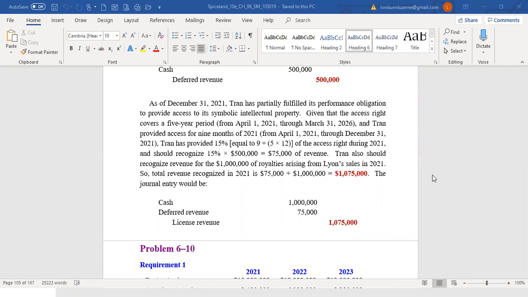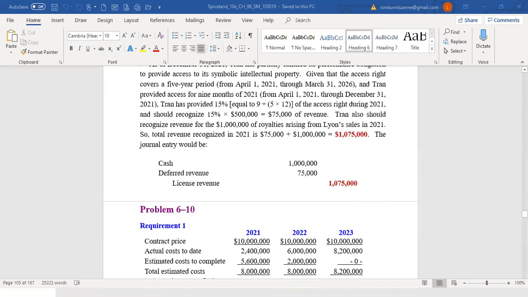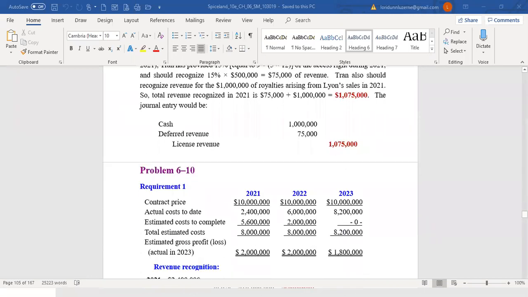Well, the first thing we're going to do is show you how to calculate the amount of revenue to be recognized each year and the gross profit. We use what's called the percentage of completion method when a contract lasts for more than a year. The contract price of this contract was $10 million. So that's the total revenue that will be recognized over 3 years.